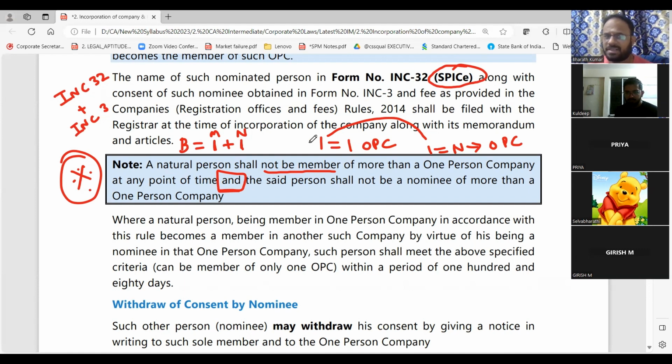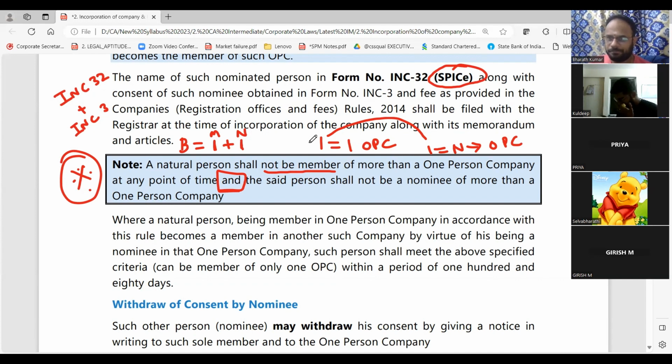Because now let's take an example. In the second company, I was a nominee. That fellow died. Now what will I do? It will be forced that that nominee will become a member. The first clause is what? You can be only one member in one person company. In that 180 days, you should decide which you are going to take.